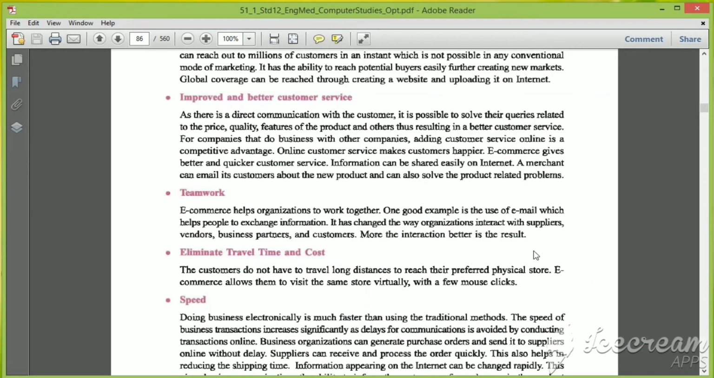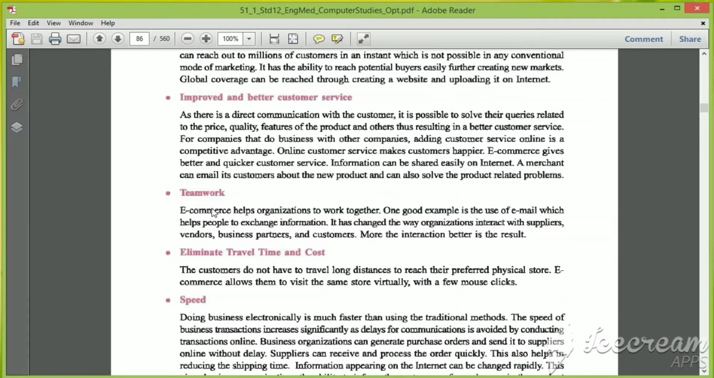Improved and better customer services. As there is direct communication with the customer, it is possible to solve queries related to price, quality, features of the product and others, thus resulting in better customer services. For companies that do business with other companies, adding customer service online is a competitive advantage. Online customer service makes customers happier. E-commerce gives better and quicker customer services.